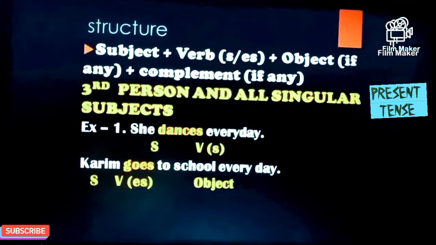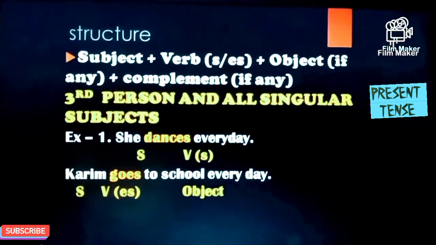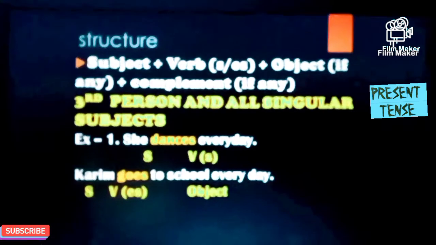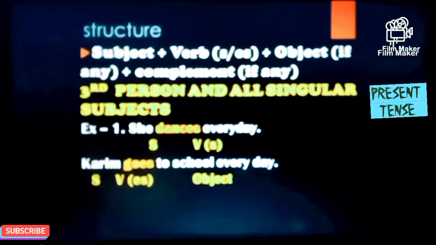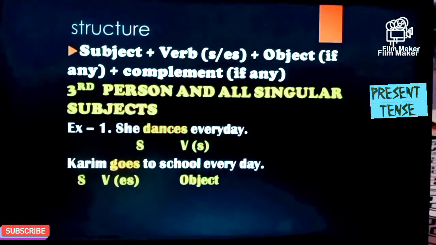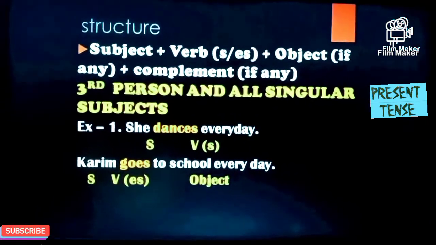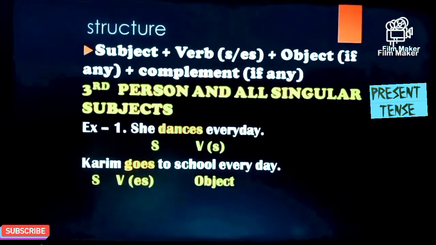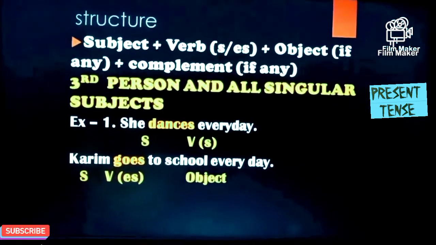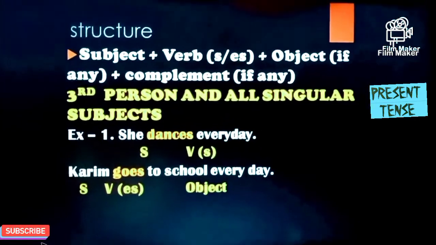Dance is the main form of the verb. It takes s or es every day. That's an adverb. Second sentence: Kareem goes to school every day. Kareem is a singular subject, so it goes with the verb goes, adding s or es, to school every day. So this is the general structure pattern we have for the simple present tense when the subject is singular.